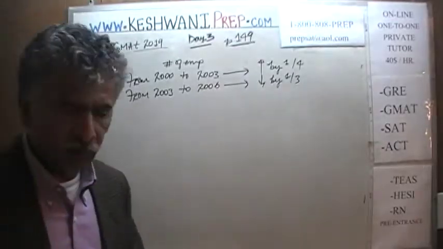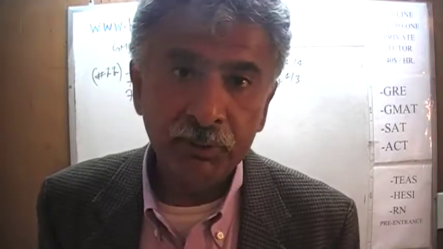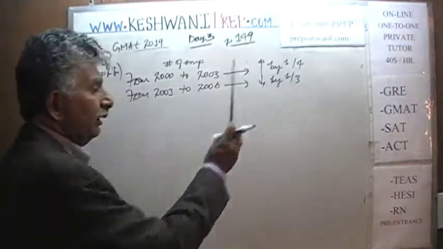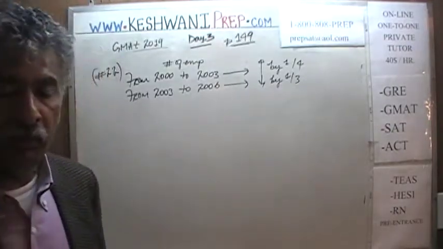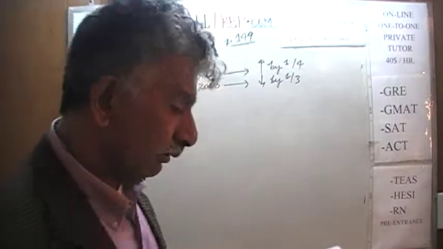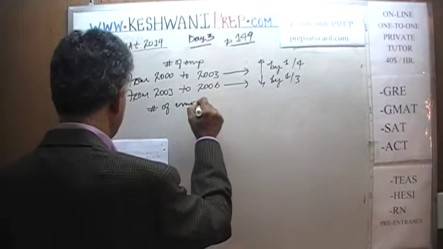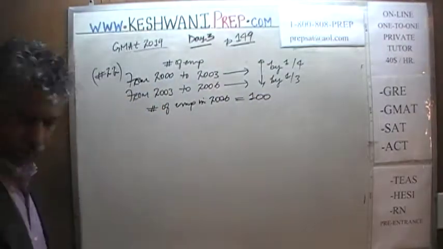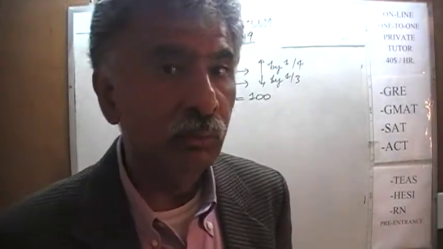With me so far? So we are told that in a certain firm, this is number 22, from 2000 to 2003 the number of employees went up by a quarter, 25%, and then from 2003 to 2006, the number of employees went down by a third. We are also told that the number of employees in 2006 is equal to 100. So the question simply is, how many employees did we have to start out with in 2000?